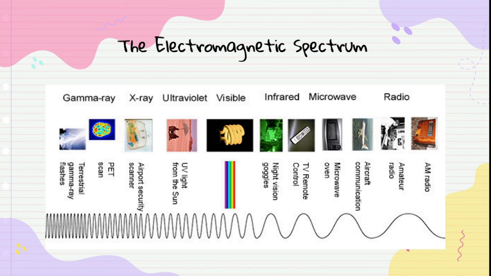With the highest frequency among the electromagnetic spectrum, gamma ray possesses the highest energy, while the radio wave at the other end possesses the least.